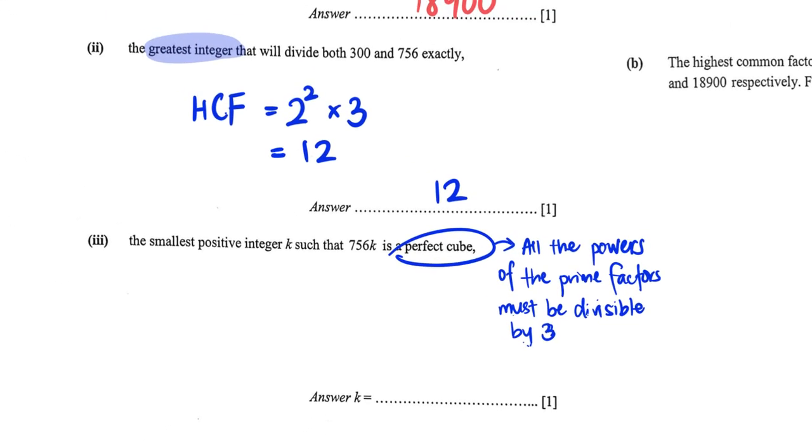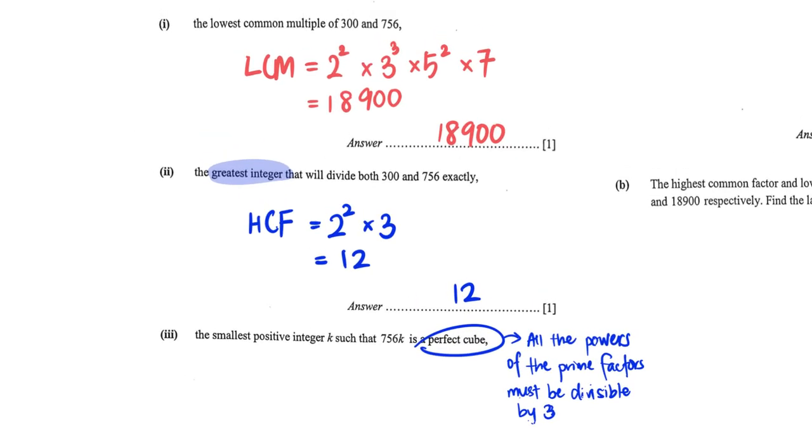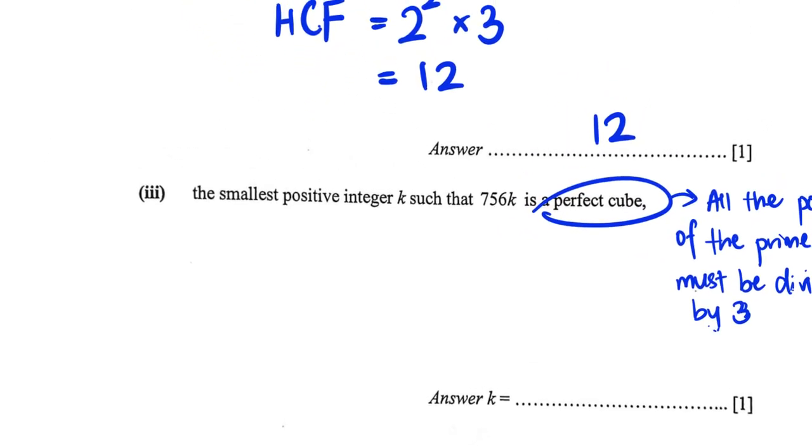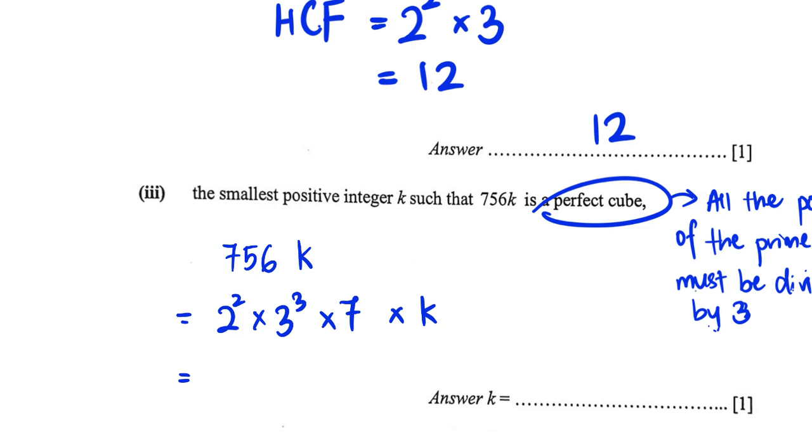So 756K. 756 already has 2 power 2, 3 power 3 and 7. So it is 2 power 2 times 3 power 3 times 7 times this K. And for the final answer, I do want to make sure that the powers are all divisible by 3.